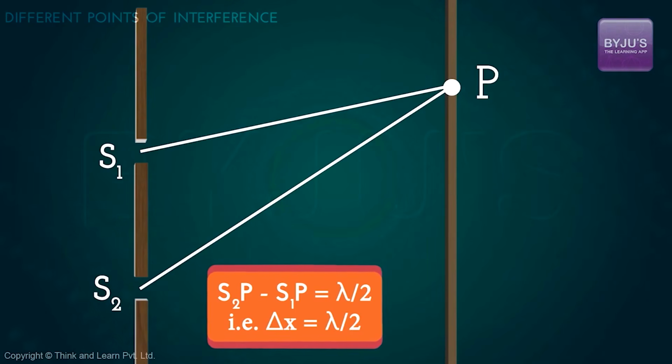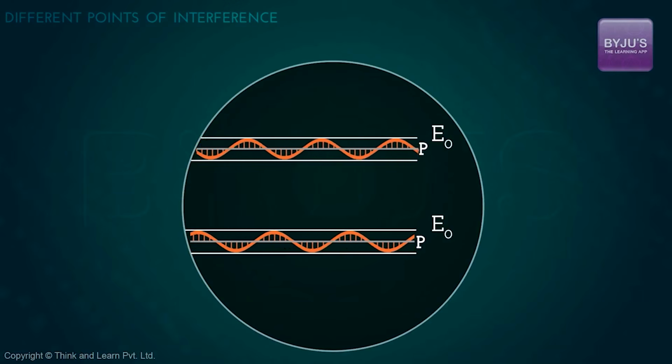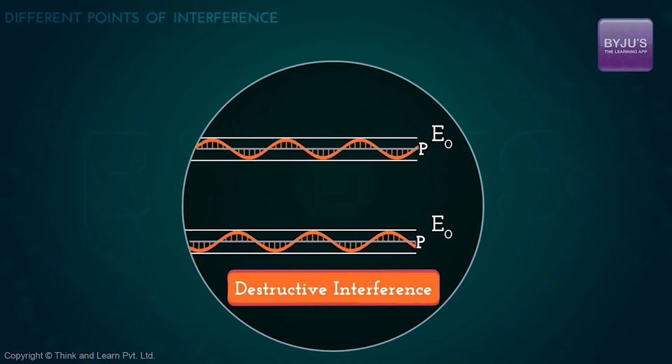If you can imagine two waves that are coming from S1 and S2, both of them are traveling with the same speed, but S2P, basically the wave that's coming from S2, will take a longer time to reach there because the path is longer. So the wave that's coming from S1 will reach first, okay? But S2P will reach a little later, but with what difference? With the difference of lambda by 2. That means there will be destructive interference, right?